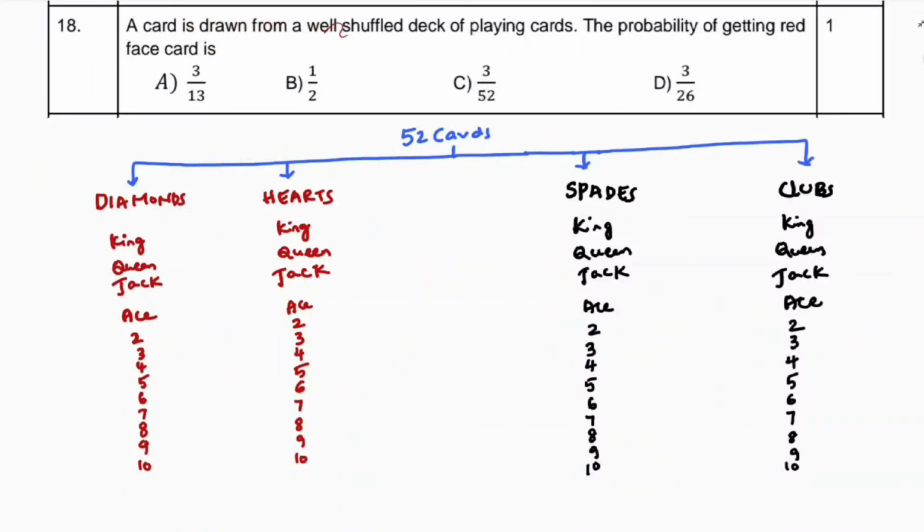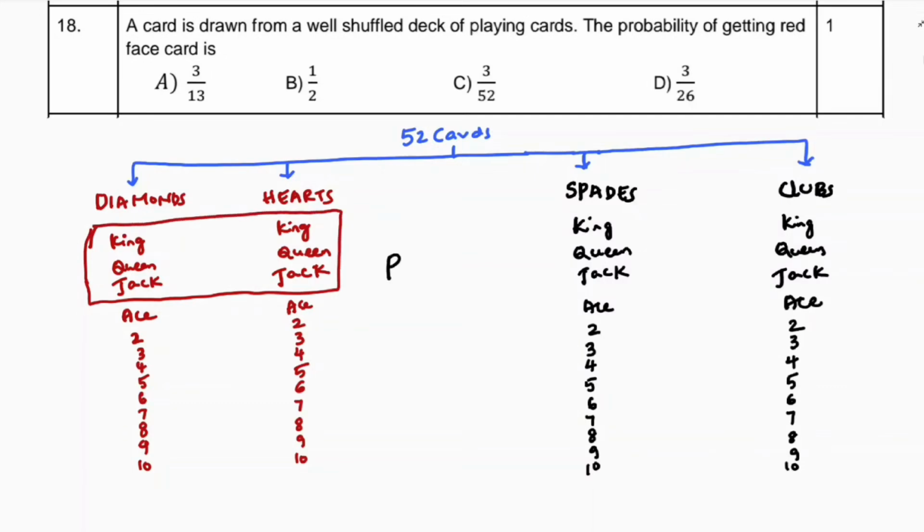A card is drawn from a well-shuffled deck of playing cards. So total cards are 52. The probability of getting red face card. So here see, these are 4 suits: diamonds, hearts, spades, clubs. I wrote already the red cards. Diamonds and hearts are red in color, and these are spades and clubs, black color. Now they are asking the probability of getting a red face card. So king, queen and jack. These are the face cards. So 6 face cards are there.